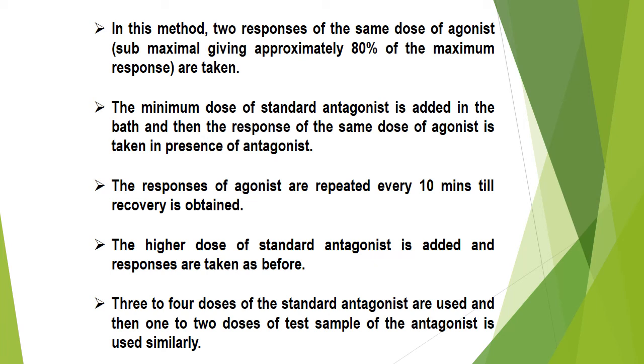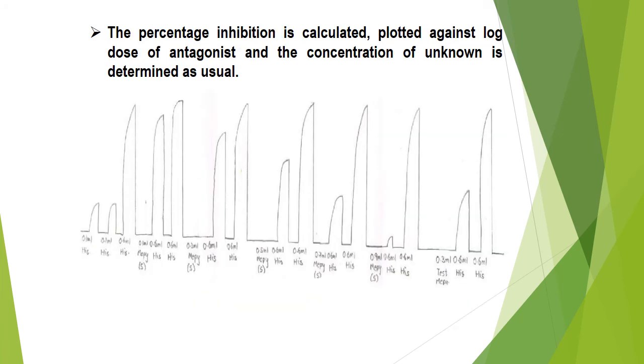Sorry, 3 to 4 doses of the standard antagonist are used, and then 2 doses of the test sample of antagonist are used similarly. So here the percentage inhibition is calculated and plotted against the log dose of antagonist, and the concentration of the unknown is determined as usual from this graphical representation. So this is what the 3-point, 4-point, and 6-point bioassay are about.